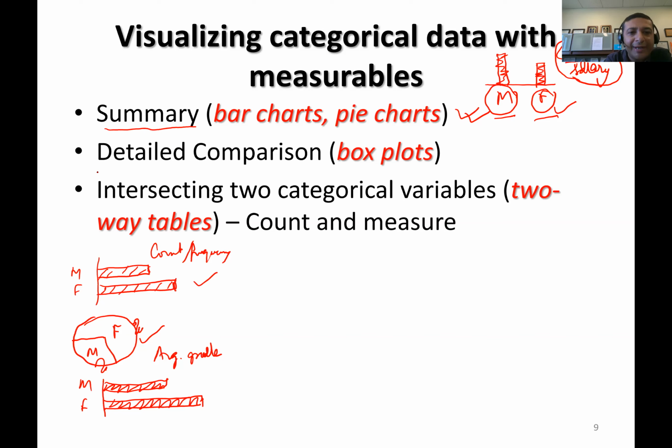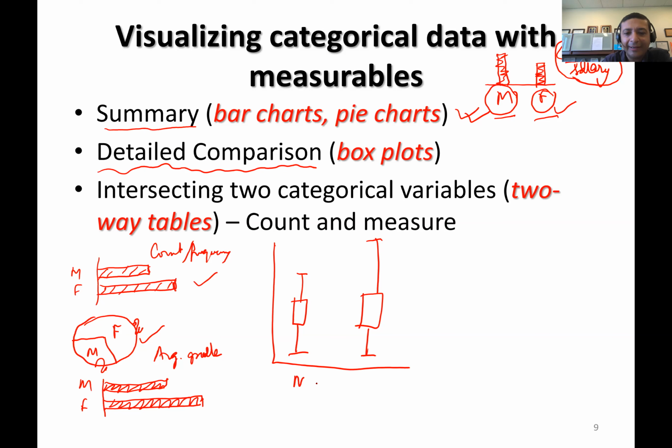So when you want to do detailed comparison of measurables, especially in the context of categorical data, another way of looking into that is what we define as a box plot. And we will look into this in much more detail later on in this specific learning module. Let's say this is males and this is females. As you can see, if you are looking at the lower level, they are very similar. The higher level is where the females have scored much higher.